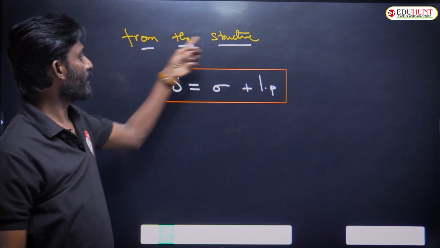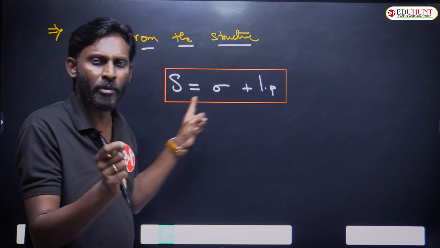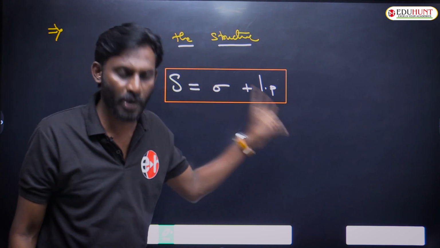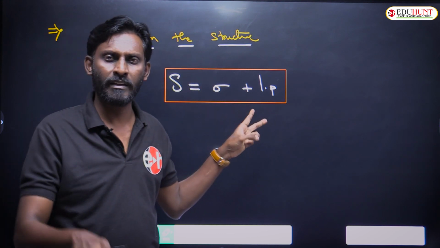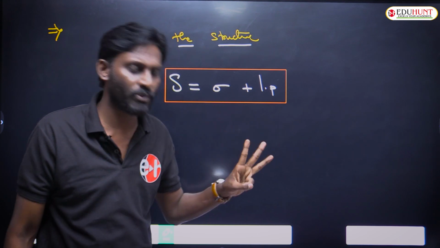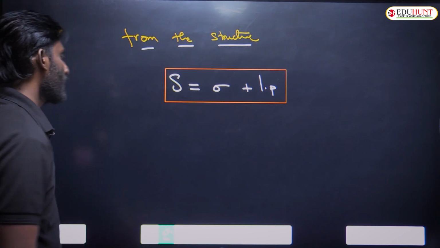So from the structure you can determine the S value by just looking at how many sigma bonds and how many lone pairs there are. Again, if this value is 2, sp; if the S value is 3, sp2; if the S value is 4, sp3. Same. Okay, example.